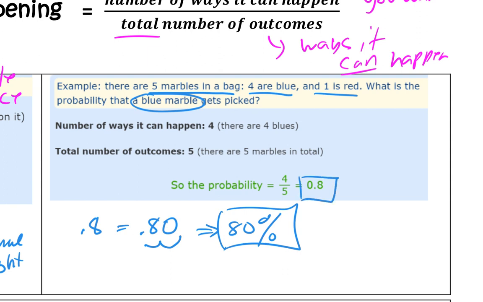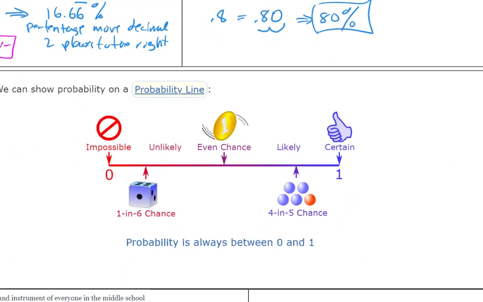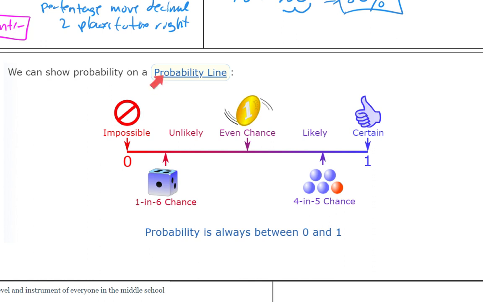All right, keeping that in mind, let's talk about the possibilities of something. We can put them on what we call a probability line. A probability line goes from 0 to 1. 0 means it's basically impossible. There's a 0% chance right over here. And then certainty is a 1.